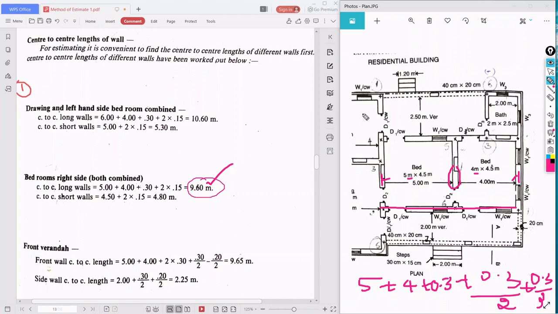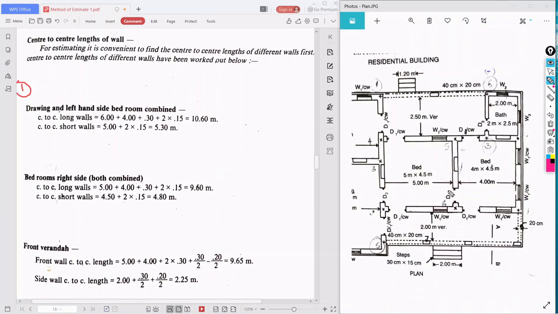Now we will see the short wall distance. What is the short wall distance here? From this distance to this distance, that is 4.5 plus 0.3 by 2 plus 0.3 by 2. What is it? 4.80. Verified. 9.60 is also verified, and 4.80 is also verified for the bedroom right side.